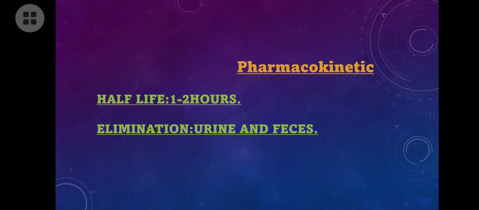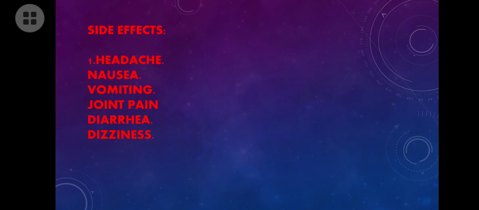Pharmacokinetics: half-life of 1 to 2 hours. Yes, 1 to 2 hours, but if we modify that tablet into a modified release or sustained release form, the half-life of pantoprazole can be increased. Elimination is mainly by urine and feces, but basically you understand the half-life of pantoprazole without any extra coating is 1 to 2 hours. If you apply delayed release or sustained release type coatings, we can increase the half-life of this pantoprazole, but basically 1 to 2 hours is the half-life.